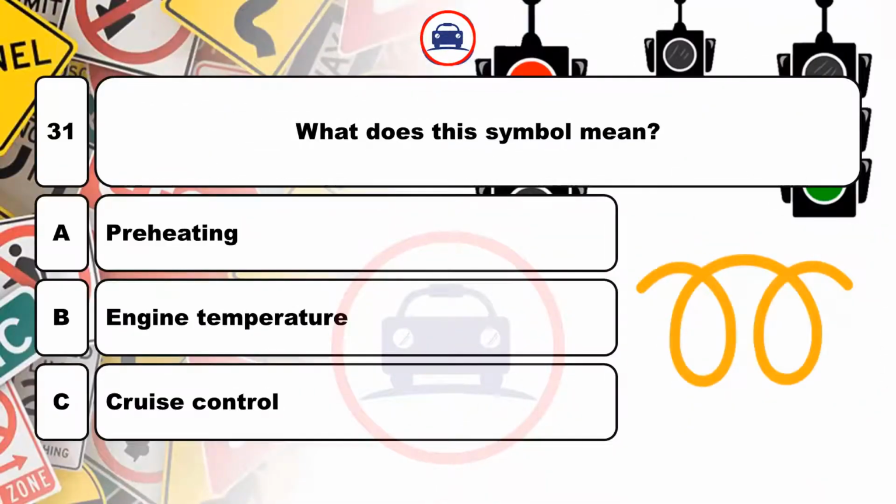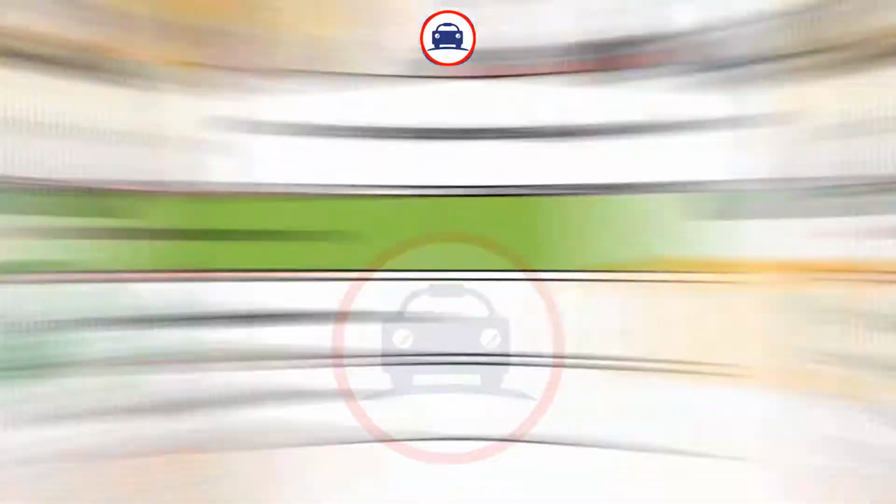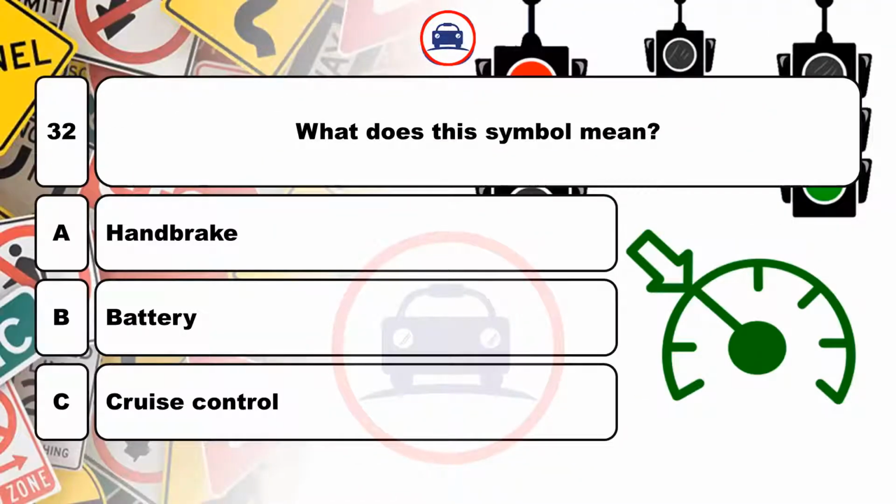What does this symbol mean? A. Preheating. B. Engine temperature. C. Cruise control. Correct answer A. Preheating.